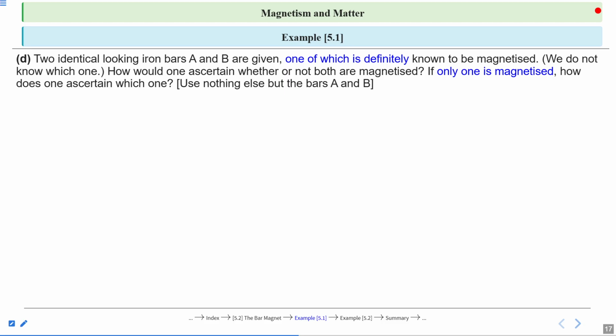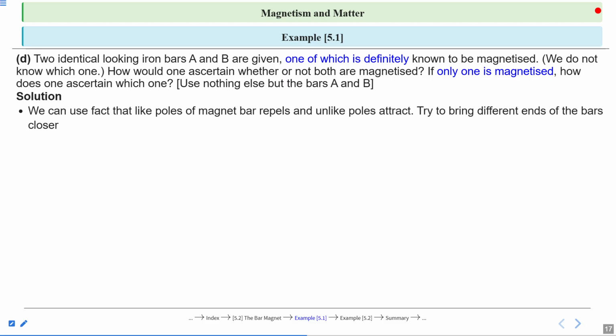How would one ascertain, that is, find out, whether or not both are magnetized? This is the first part of the question. The other part: if only one is magnetized, how would one ascertain which one? Use nothing else but the bars A and B. Firstly we will do the first part, where one bar is definitely magnetized and we have to find whether the other is magnetized or not.